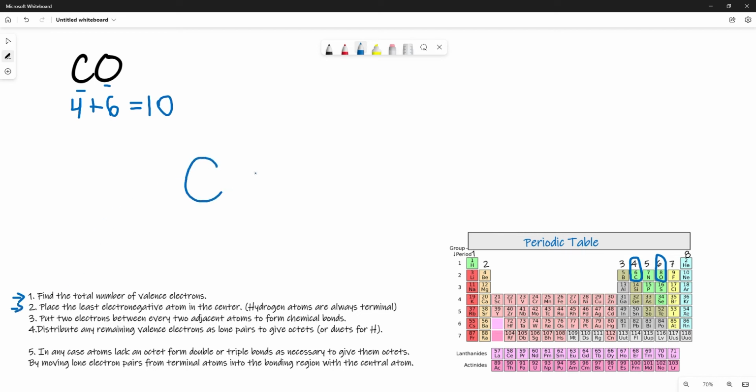Then, we can write CO, and we will put 2 electrons between the atoms, forming a chemical bond, and distribute the remaining electrons to complete the octets.